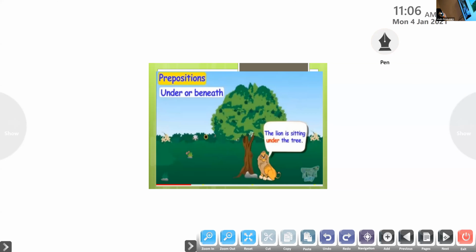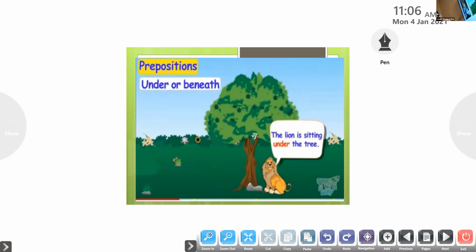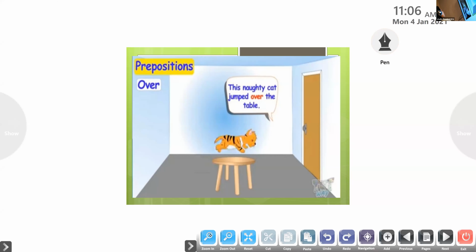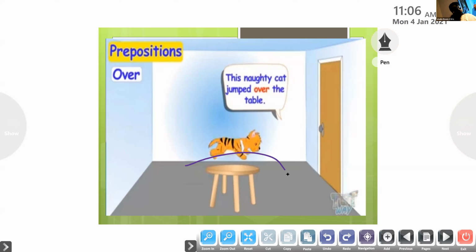Where is the lion? The lion is sitting under the tree. Okay. The naughty cat jumped over the table. Have you seen what over means, like this? Okay. So all these tell us the position. Preposition means it tells us the position of a person or a thing.